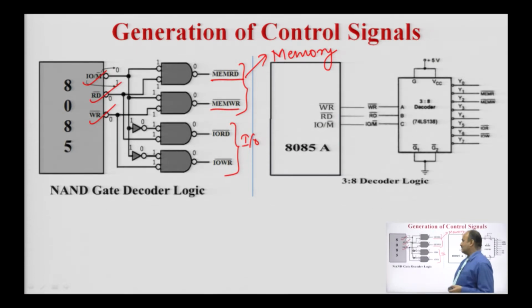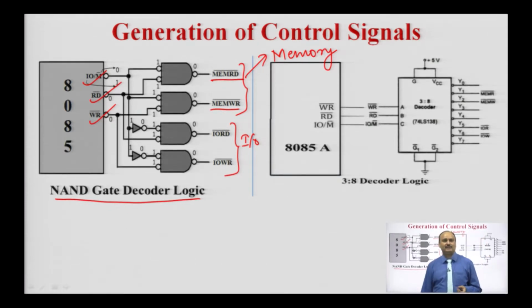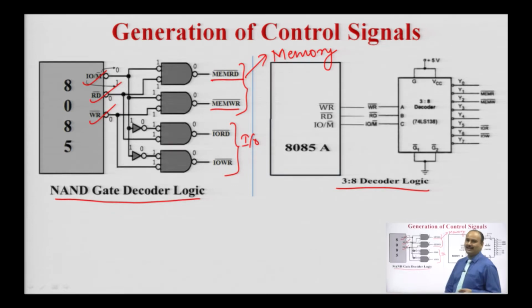To generate these control signals, in microprocessor we generally use two decoder techniques. The first is the NAND gate decoder technique, in which NAND gates are used as a decoder to decode the input output or memory, read bar and write bar control signals to generate memory read, memory write, input output read and input output write control signals. The other commonly used technique is the 3:8 decoder, which uses the IC 74LS138.